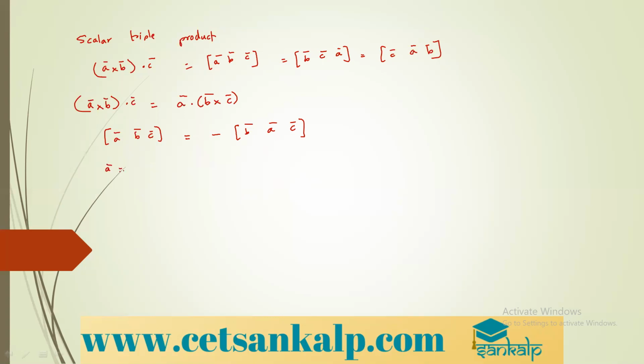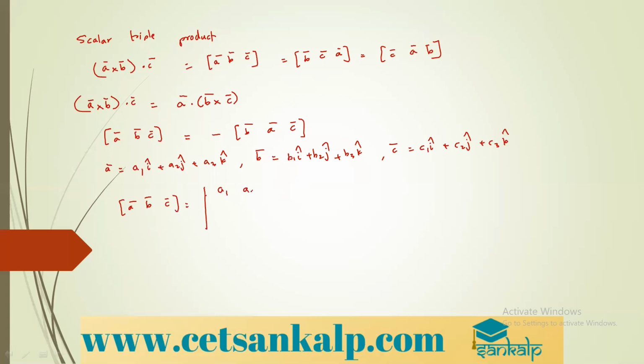If vector A is given as A1 i plus A2 j plus A3 k, vector B as B1 i plus B2 j plus B3 k, vector C as C1 i plus C2 j plus C3 k, then box ABC can be found in an easy way by finding the determinant of A1, A2, A3, B1, B2, B3, C1, C2, C3.